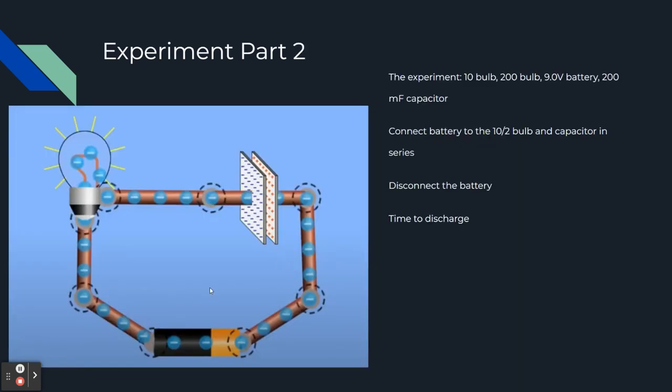Part 2 of the experiment. The experiment now uses a 10 ohm bulb, a 200 ohm bulb, a 9 volt battery, and a 200 mF capacitor. You connect the battery to the 10 ohm bulb and capacitor in series, and then disconnect the battery and time the discharge.